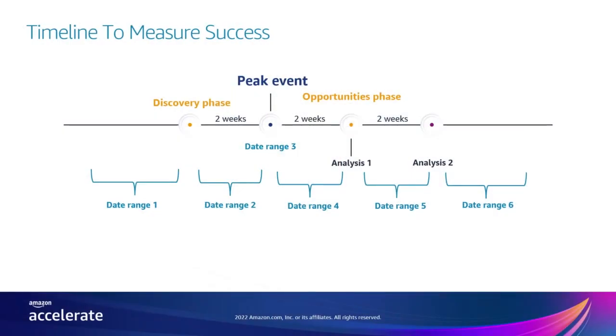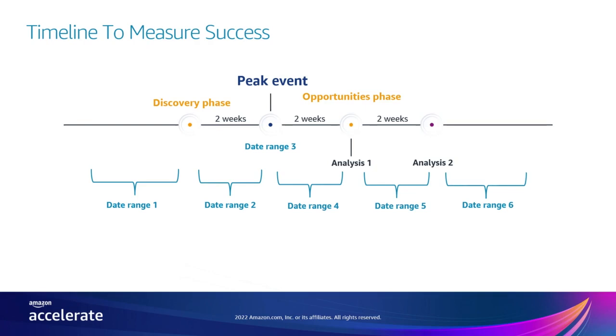The outline here has 3 timelines to keep in mind: the discovery or preparation phase, the peak event, and the opportunities phase. Shoppers may engage with your products before, during, and after the peak event timeline. As a reminder, discovery is the phase where shoppers may engage with your products in the lead up to the peak event. The peak event is the duration of a specific selling event, like Prime Day or Black Friday, to use a couple of examples. And the opportunities phase is the timeline where shoppers may re-engage with your products after the event.